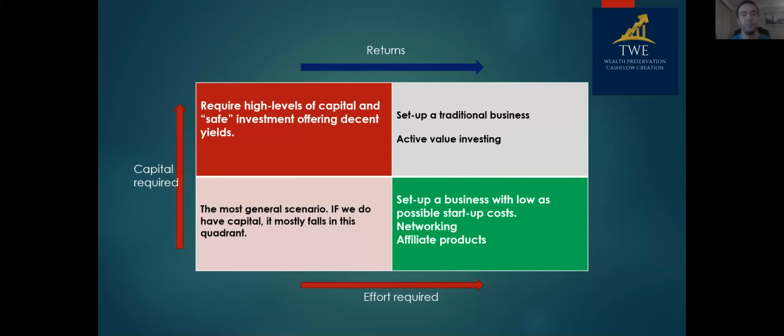The fourth quadrant, and this is the key one, this is where we really all want to be, because if you don't have a lot of capital required, but you are willing to get out of your comfort zone, you are willing to put in some effort, now you can look at the opportunity of setting up a business with low entry barriers, low startup costs, and that is typically where networking businesses, affiliate products, and those kind of businesses come into play.